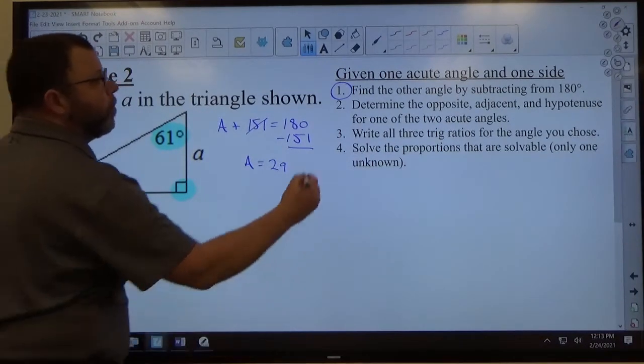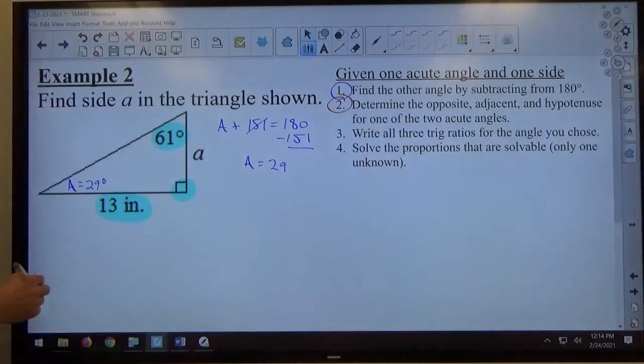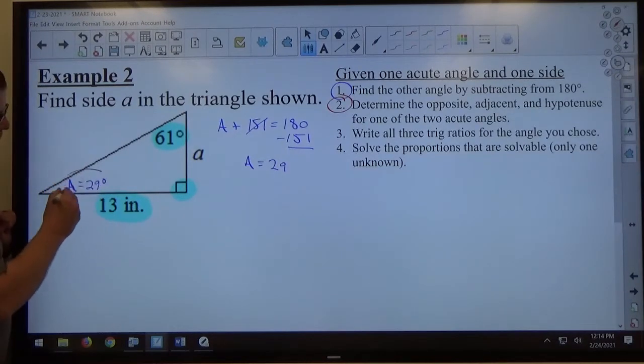Again, on step 2, it says determine opposite, adjacent, hypotenuse for one of the two acute angles. Again, it does not matter which one you choose, just make sure you choose one and go with that. So, Kevin, you pick this time. You want the 29 or the 61? 29. All right, so Kevin picked 29.